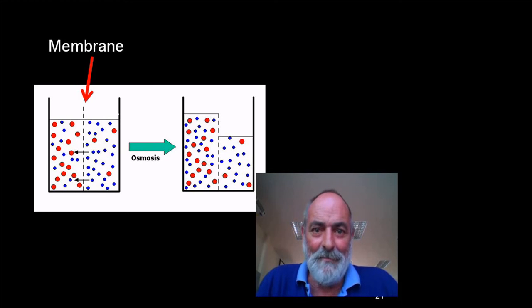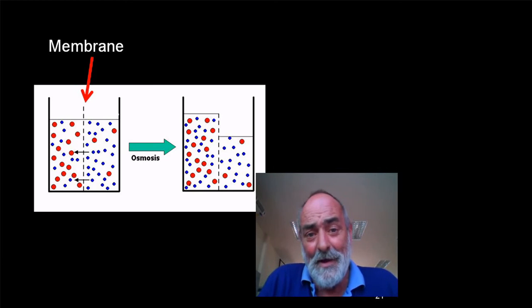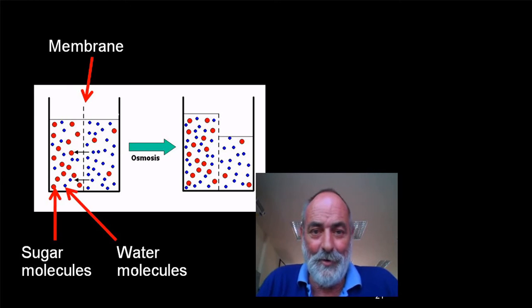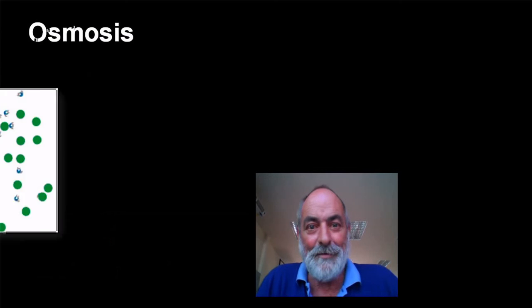Here we have a diagram with a membrane. Not a cell membrane, but a man-made membrane. There are sugar molecules and there are water molecules. But the number of water molecules is different. And so the water moves to try and balance the number of water molecules. This is osmosis.